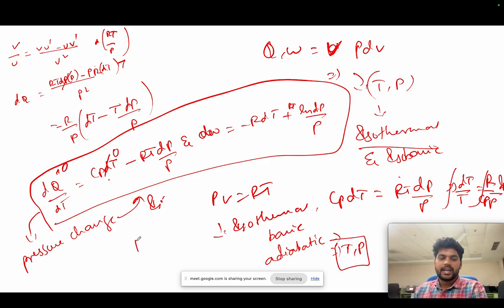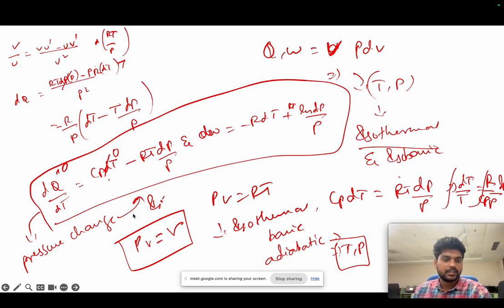Now, if I take an ideal gas, all these equations will be valid. What about the equations for the real gases?